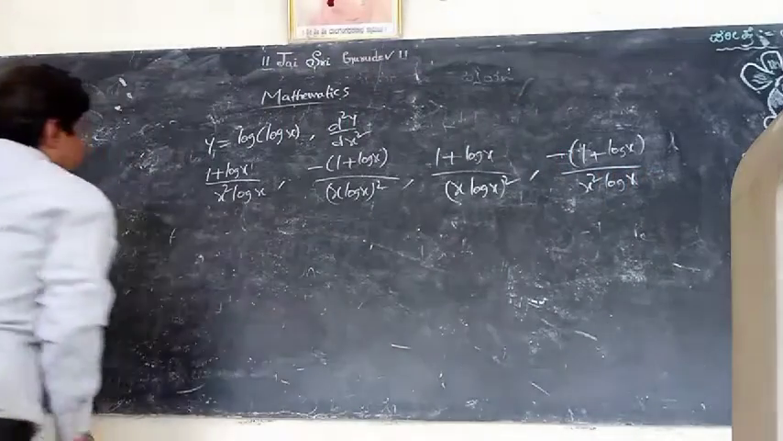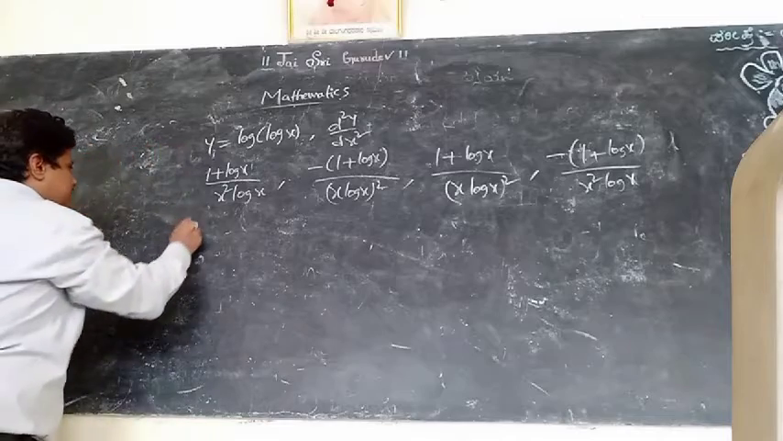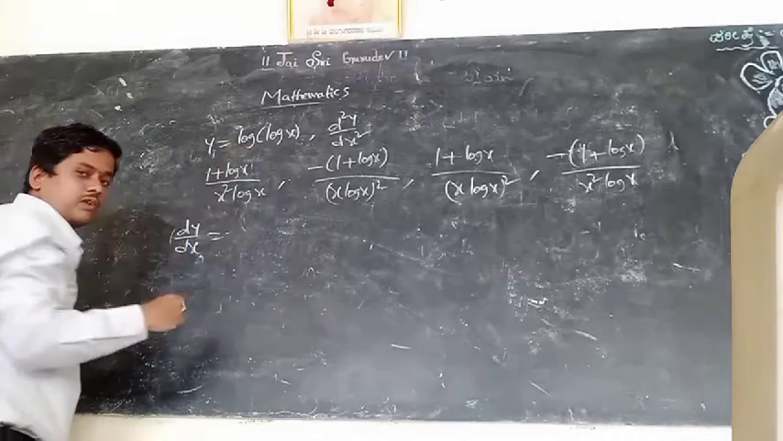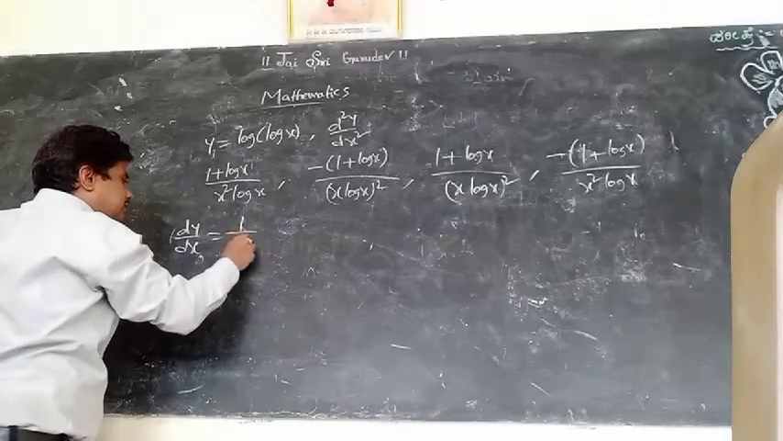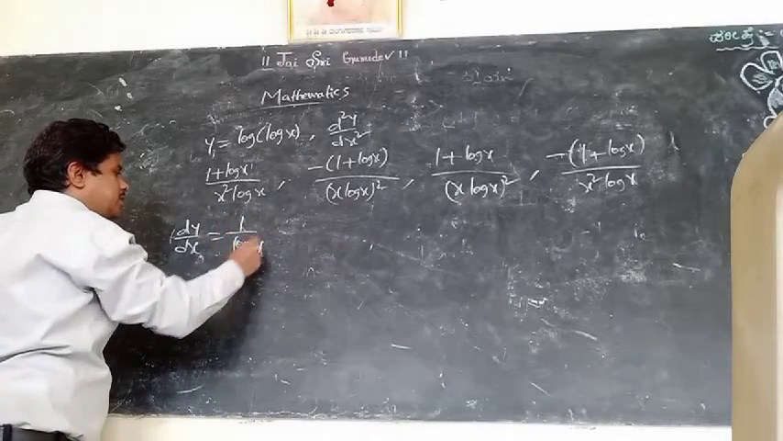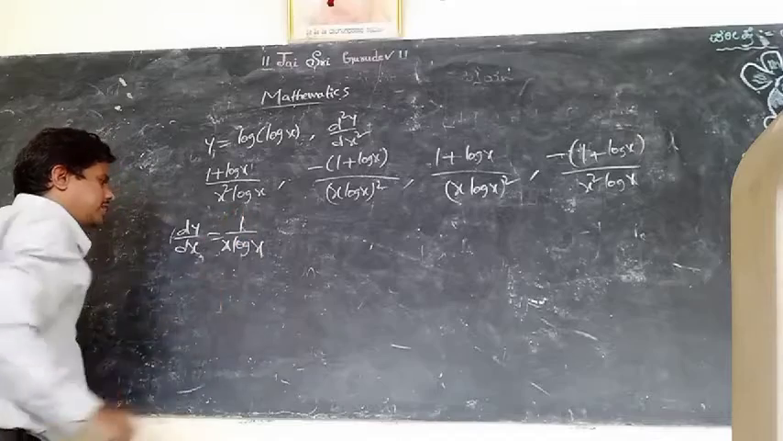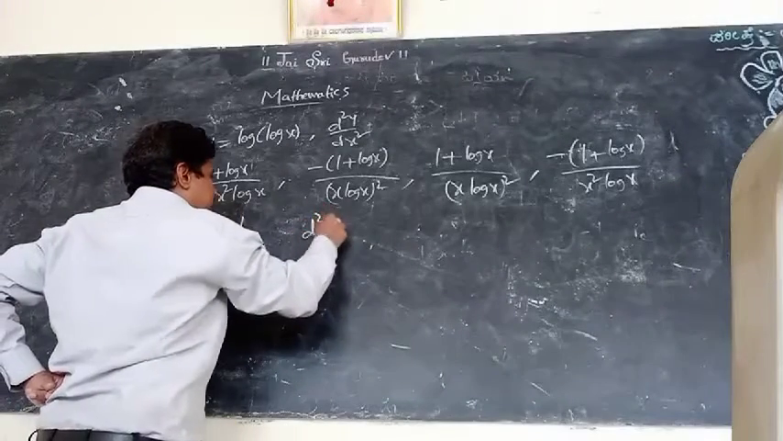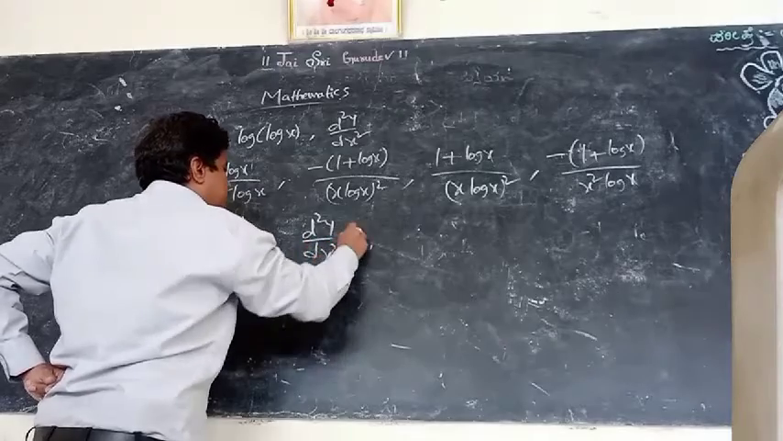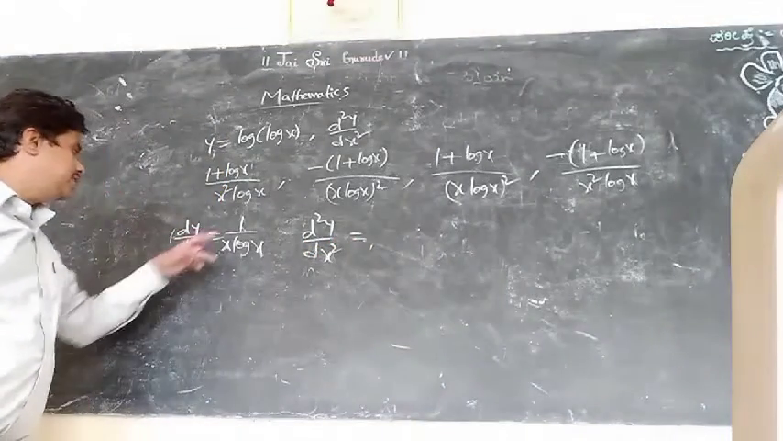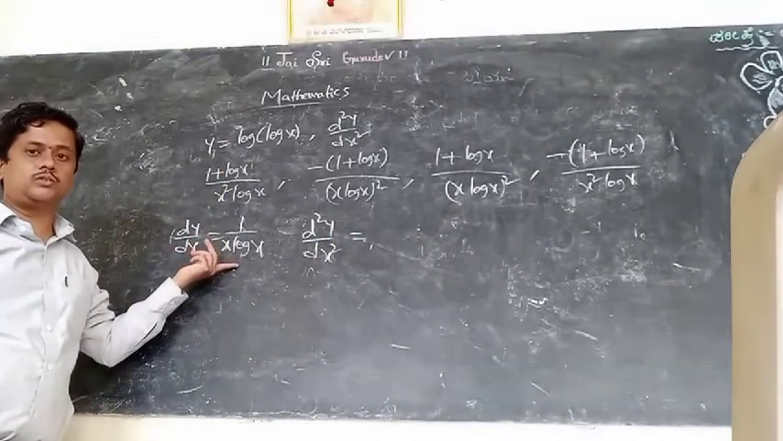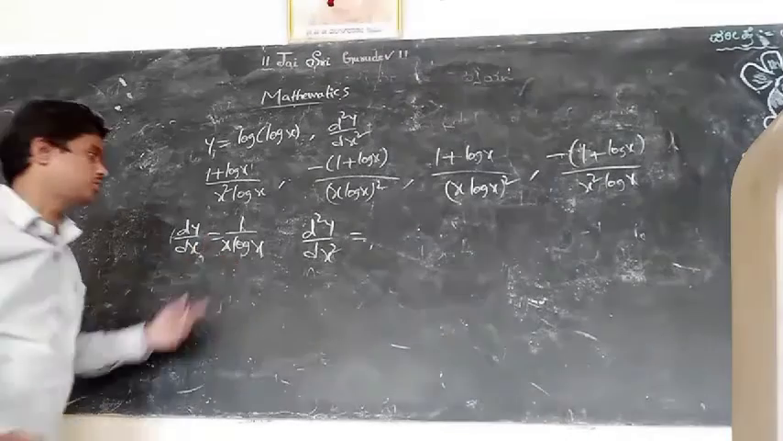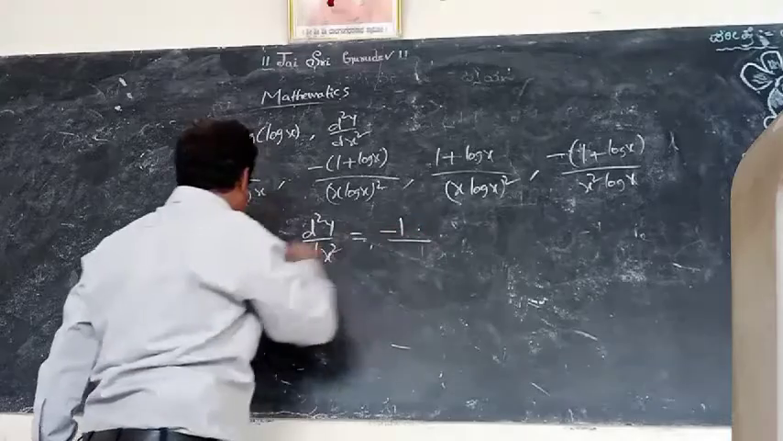So y equals log of log x. First differentiate to get dy by dx. Log of log x gives 1 by log x, and then differentiating log x gives 1 by x, so dy by dx is 1 by x log x. Now again, how do we find d square y by dx square? It is in the form of 1 by u, whose derivative is minus 1 by u square.